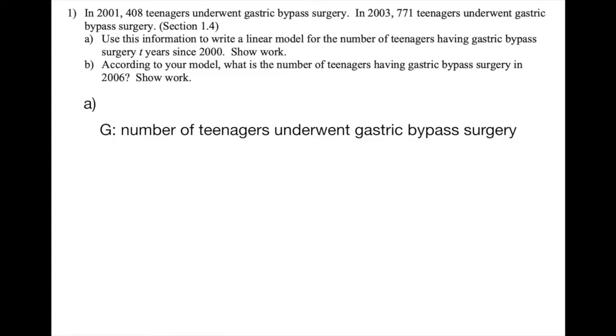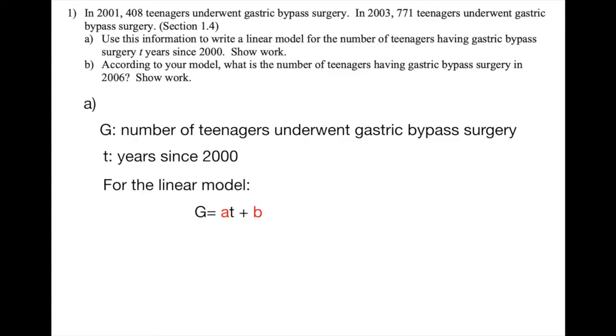So suppose big G is the number of teenagers who underwent gastric bypass surgery. I use G because it is the initial for gastric surgery. And T is years since 2000. You want to build a linear model based on the variables you defined. So basically, G will equal A times T plus B, where A and B are unknown numbers. So you need to calculate them based on the data you have.